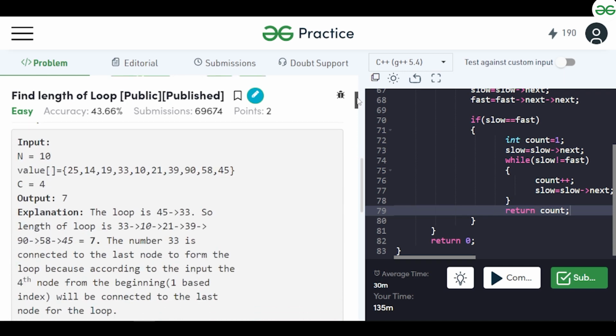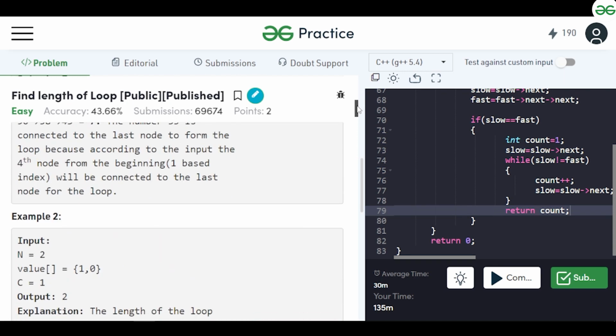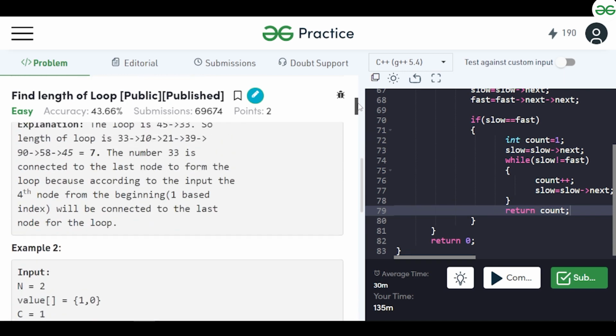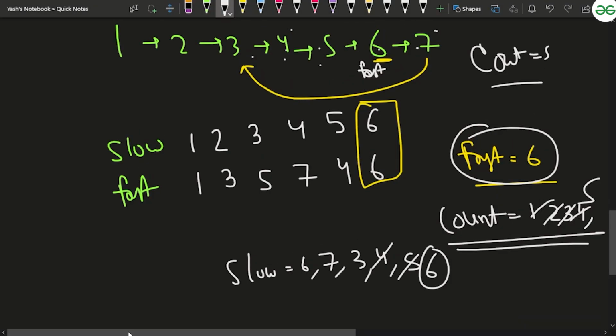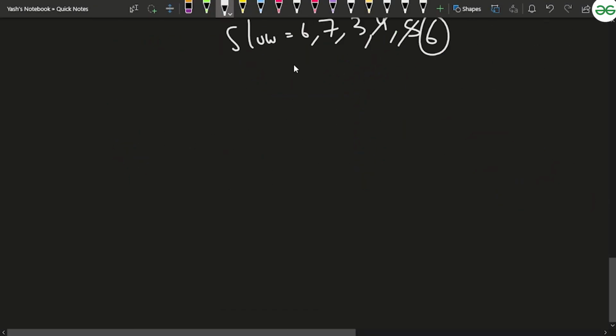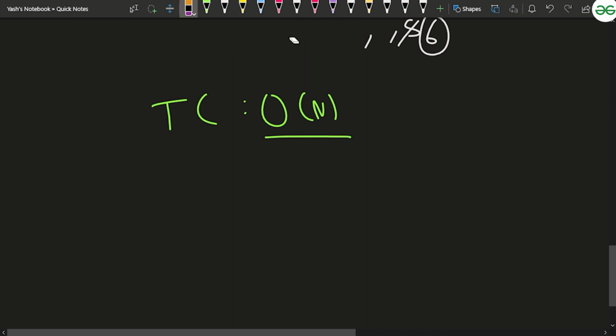Talking about this problem, as you know, it has been asked in Adobe and Amazon. The time complexity for this particular problem is going to be order of n, because we just had to iterate at least once through all the nodes, right? So that's why it was order of n, and the space complexity would be order of 1.